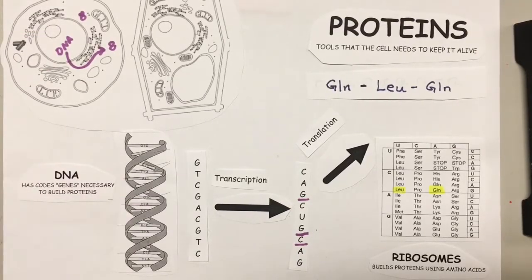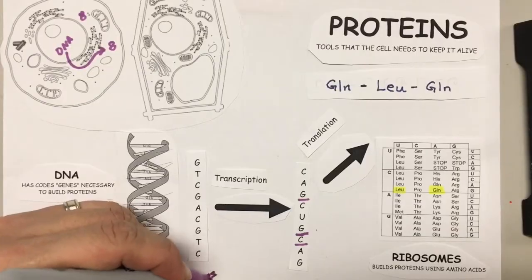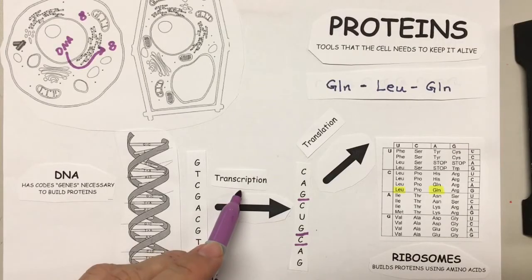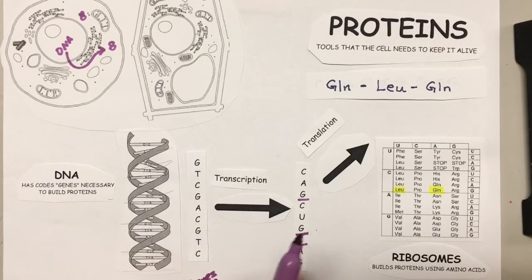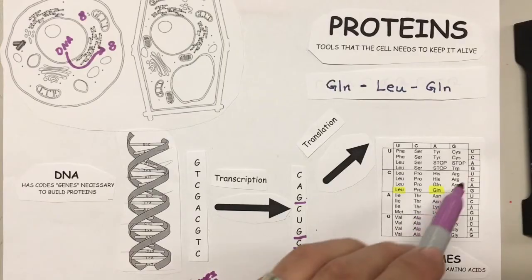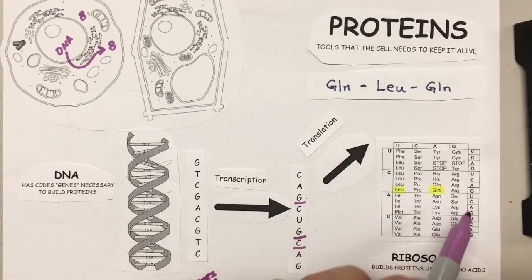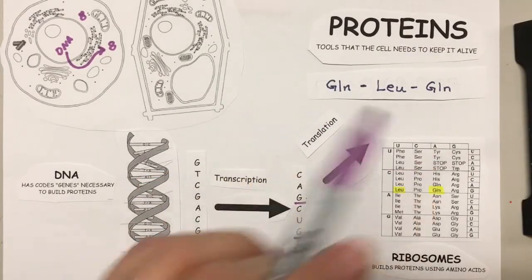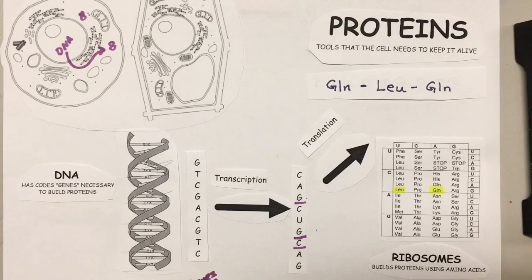DNA has these things called genes. The genes need to get copied to mRNA during a process called transcription, so that this copy can go out to the ribosome. The ribosome reads this information, understands the codes, and uses the codes to figure out that it needs this amino acid, this amino acid, this amino acid, and it connects them together to form a protein. Once this protein is formed, it goes and does a very specific job inside the cell.